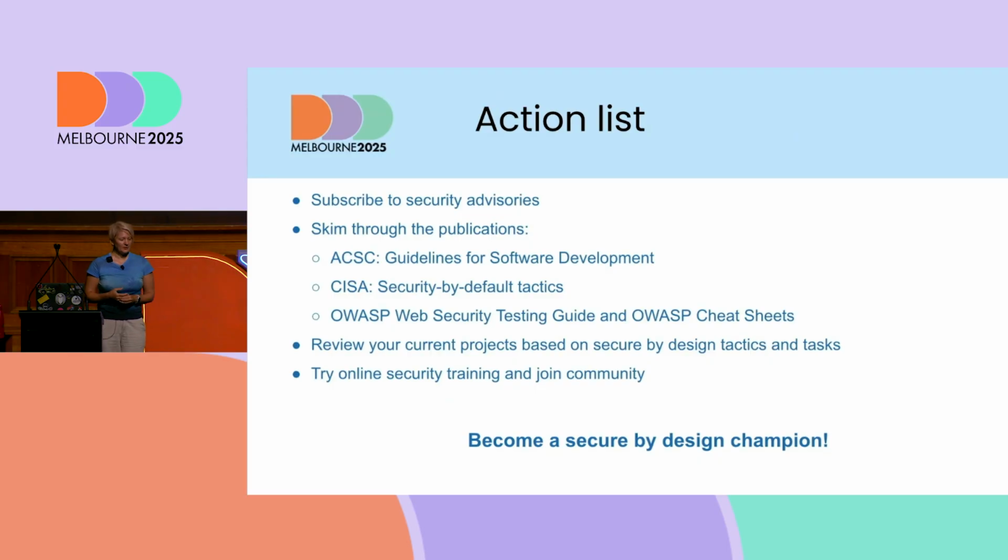Also have a look through the publications for the guidelines for software development from the Australian government, the security by default tactics, and the OWASP web security testing guide and the cheat sheets. You can also review your current code base based on the above guidelines and on the tasks from the Secure by Design project. And the other one, try online security training or join a community. OWASP runs a lot of meetups in pretty much every capital city in Australia. So join them, and then you can become a Secure by Design champion.